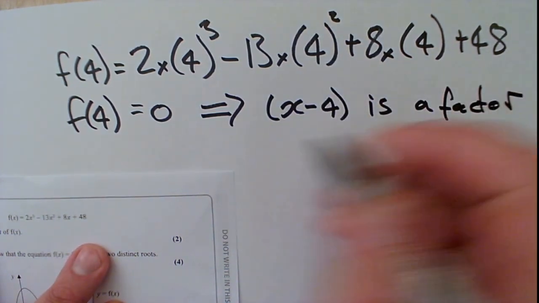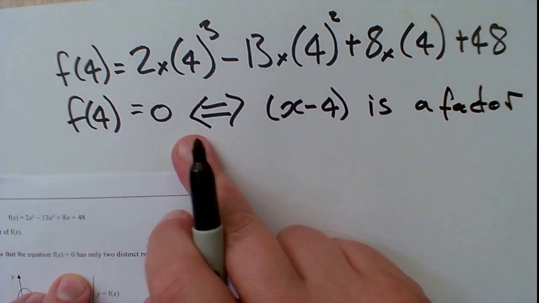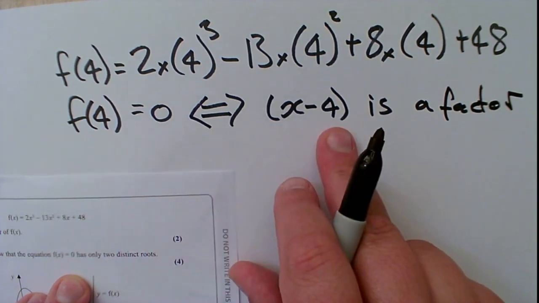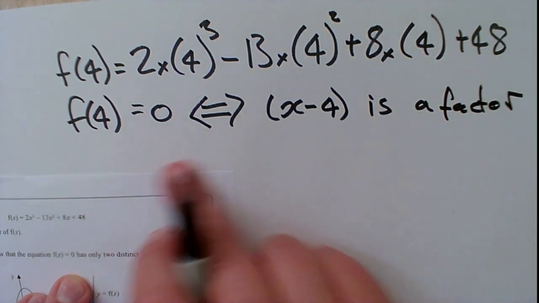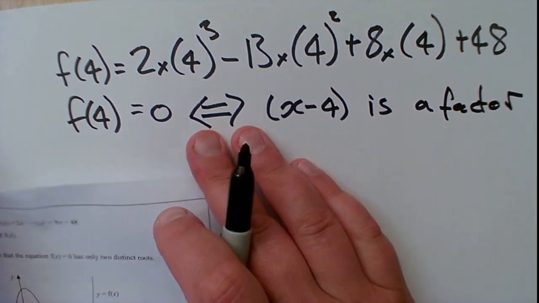Actually, it's an if and only if. It also works the other way, so it's not a bad idea just to put this arrow going that way as well, that if x minus 4 is a factor, then f of 4 is equal to 0. So, yeah, well done to those people who got that bit right.